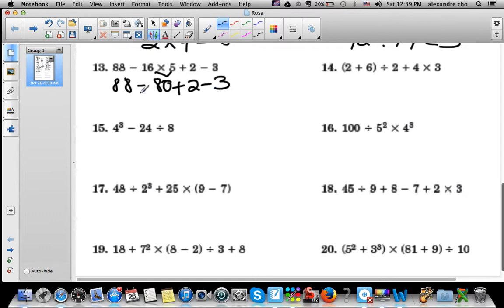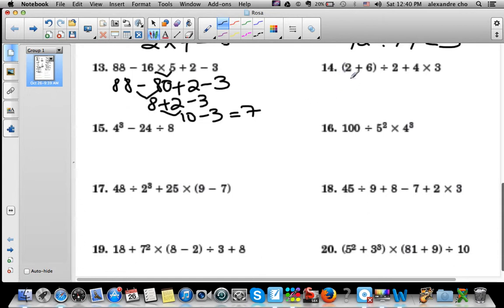Now we do this from left to right between addition and subtraction. We do whichever one comes first. So 88 minus 80 is 8. Plus 2 minus 3. Now we're going to do 8 and 2, which is 10. Minus 3, giving us a final answer of 7.